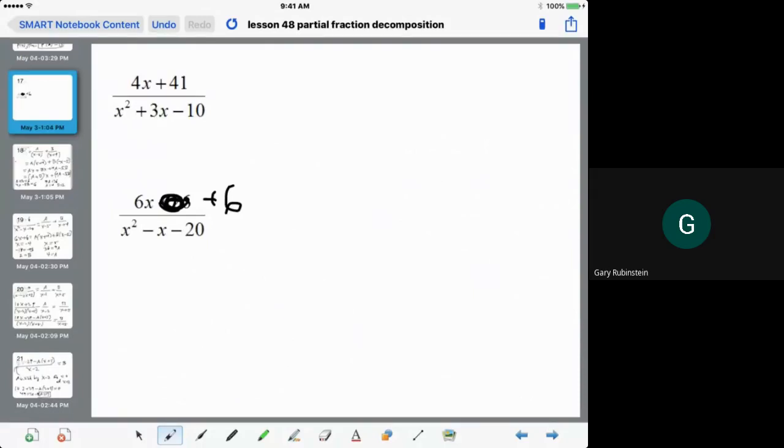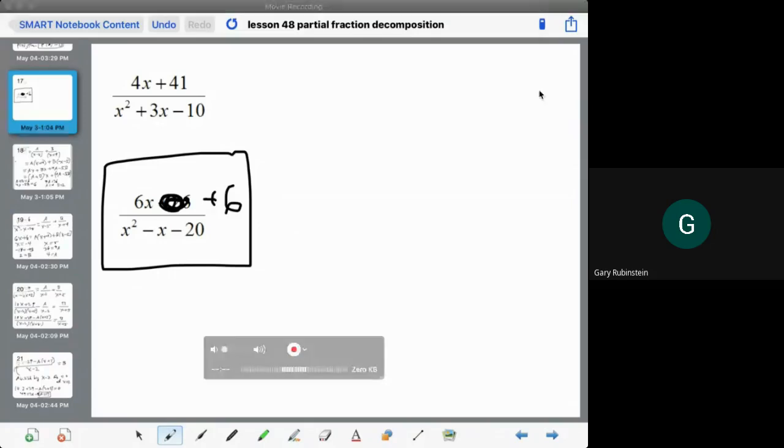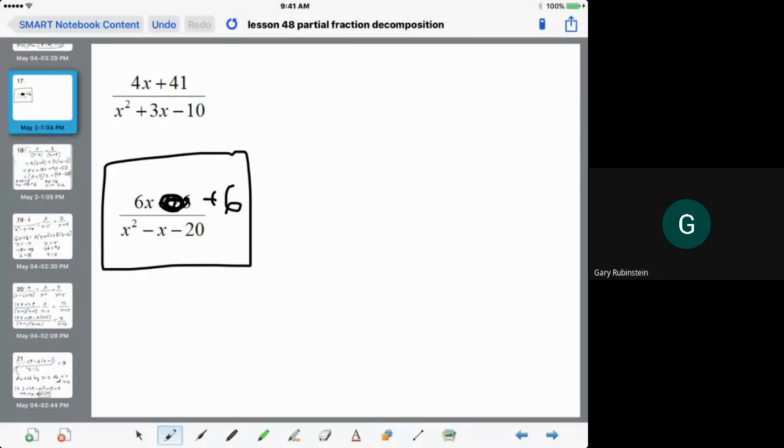Okay, so now pick a method, whether you want to use the convenient values method or the equating the coefficients method, and go ahead and do the partial fraction decomposition for this, and then we'll be done for today. So you can start working on that. You can chat about it. Which method is better? What are the cool kids using? Which method did they use? Which one's easier? Which one's more fun? Go ahead, work on this final question.